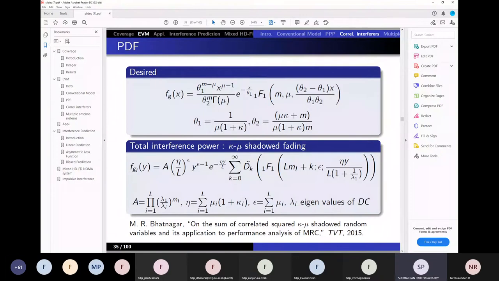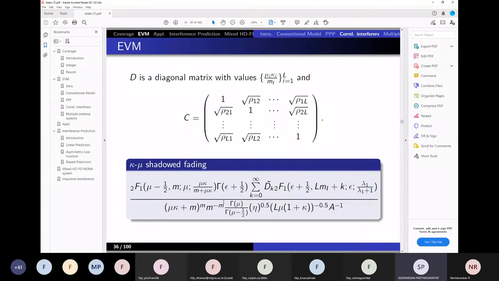Here, the lambda i's are basically the eigenvalues of the matrix D times C. Next slide. D is basically a diagonal matrix with values mu i kappa i by mi. And C is this correlation matrix. So rho 1,2 is the correlation between channel H1 and H2. Rho 1,L is the correlation between channel H1 and HL, and so on. Next. If you substitute this PDF of FG and FGI and try to find the EVM, you will be able to derive the EVM in closed form as given here.